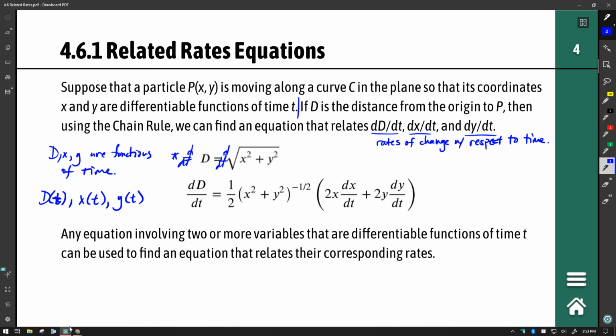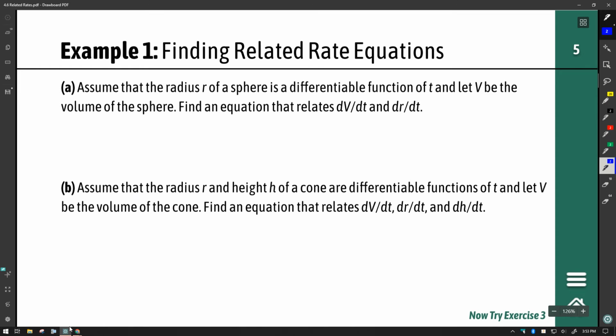And the chain rule applies, which is why you see in the next line of work that when we multiplied by the derivative of the inside function, we took the derivative of x squared and it was 2x times dx dt. There's your implicit part. It's the chain rule part. And then 2y dy dt. And it turns out any equation involving two or more variables that are differentiable functions of time t can be used to write an equation that relates their corresponding rates. And it's the rates that are going to be of interest to us in this section. So here's our first example.